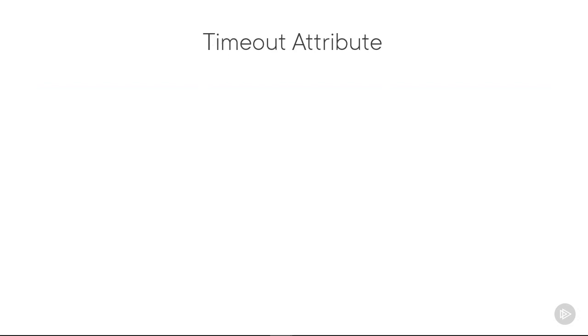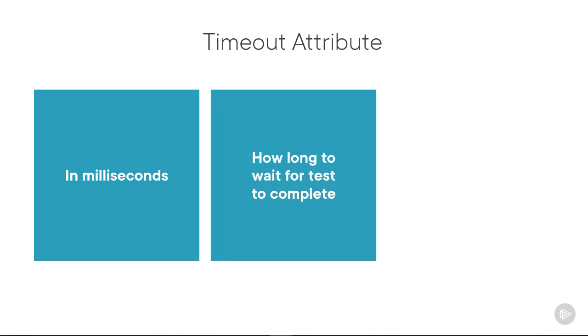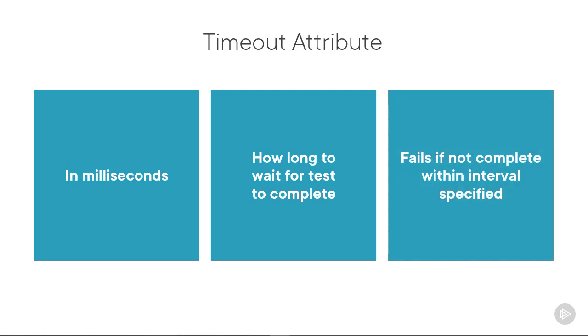Another one is a timeout attribute, which is timed out in milliseconds, and it basically just says how long you want to wait for a test to complete. Maybe you're trying to connect to a database. If that database isn't there, let's go ahead and only wait a certain amount of time before we fail on that. So it fails if it's not completed within the interval specified in the timeout attribute.